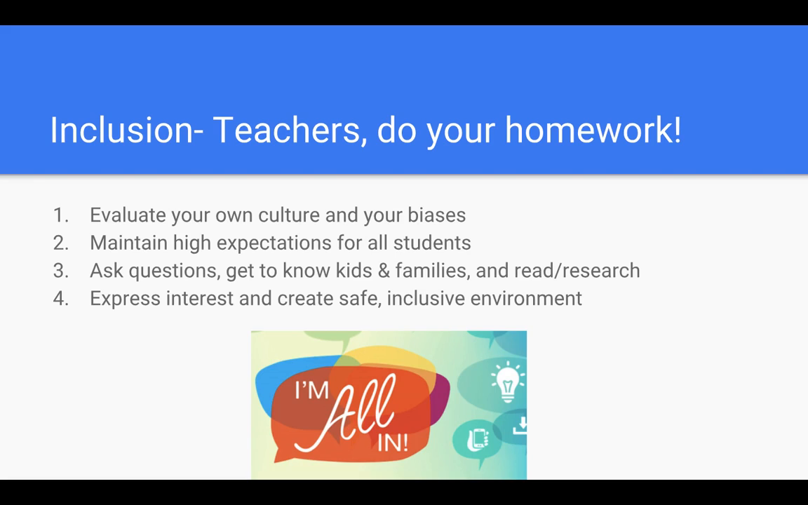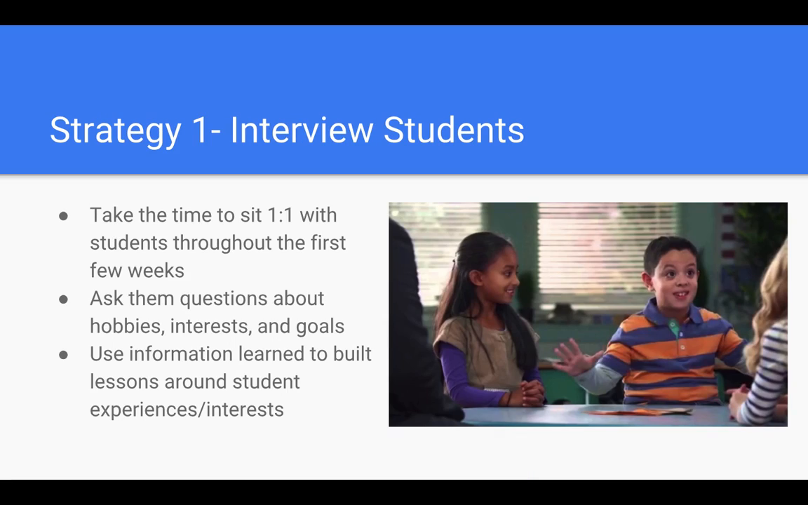So, how do we get to that point? I have some homework for you to help get there. Evaluate your own culture and your biases. Maintain high expectations for all your students. Ask questions, get to know your kids and families, and read and research. Express interest and create safe, inclusive environments for all your students, which are all things I think many of us do, but hopefully we take the next step to reach this goal.